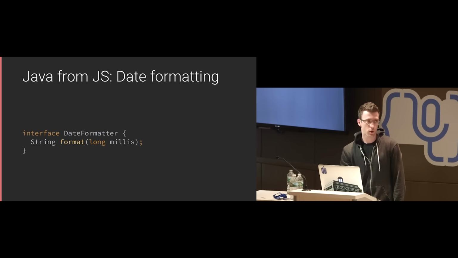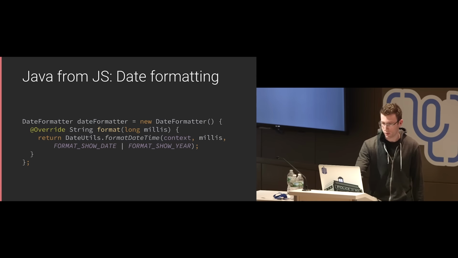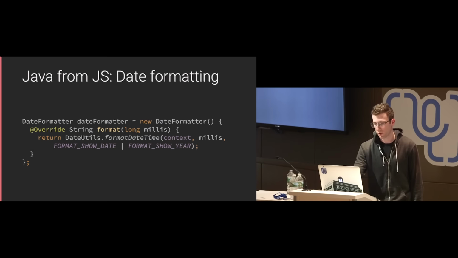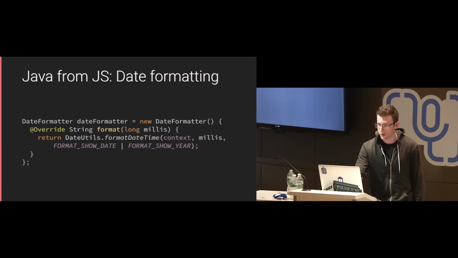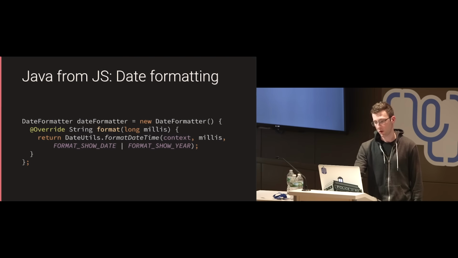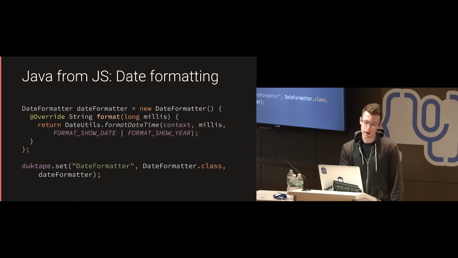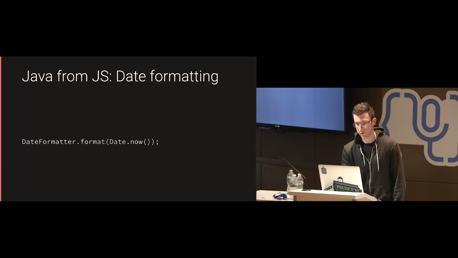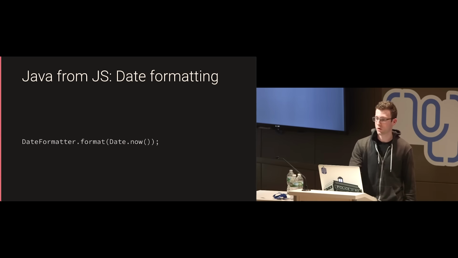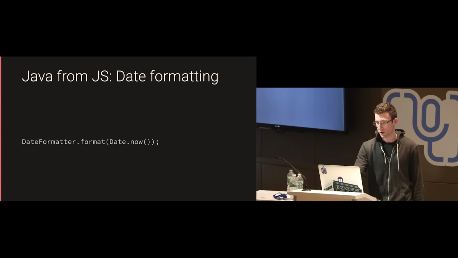So just like before, we're going to define an interface. We'll call it DateFormatter. It has one method called format, takes in a time, and returns a string. We create a new implementation of this where it simply calls this fantastic DateUtils method, formatDateTime, which will render the date according to the user's preferences. And then just like before, we call duct tape set, use DateFormatter. And then in our JavaScript, we can just call dateformatter.format, pass in a date, and this will render the date in a human-readable string according to the user's preferences.